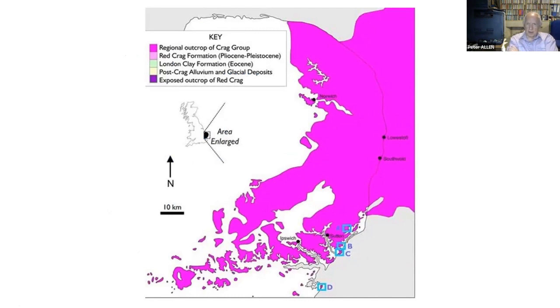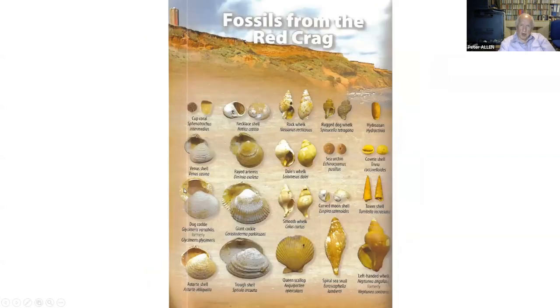Okay, so to start with, this map shows the extent of the Red Crag formation, or the Crag Group in general, and the Red Crag in particular. Unfortunately, there aren't very many names on this, but it extends at least to Stansted Mountfitchet, near the airport, but also there are outliers of it further west. And here we have a quick view of some of the sorts of fossils that you get from the Red Crag.